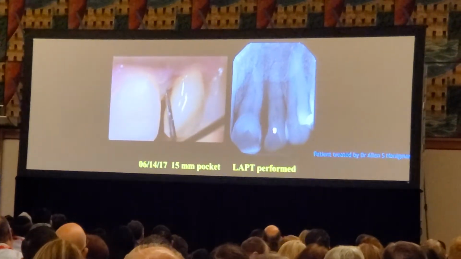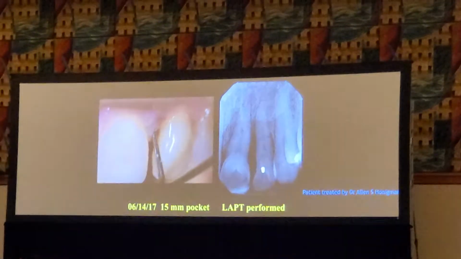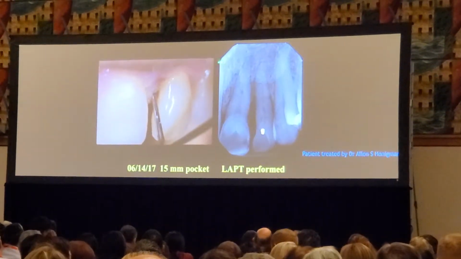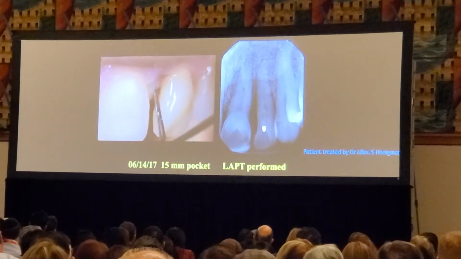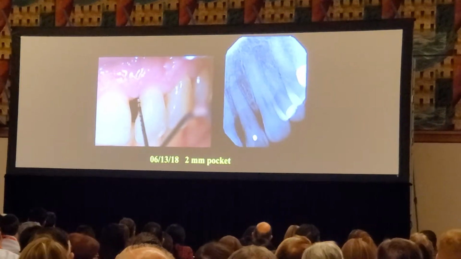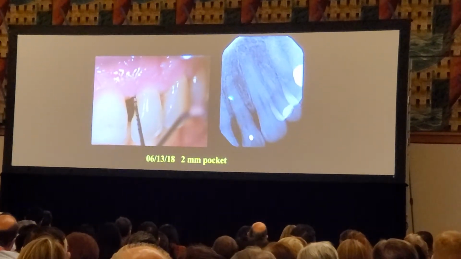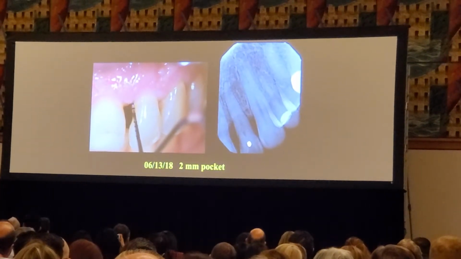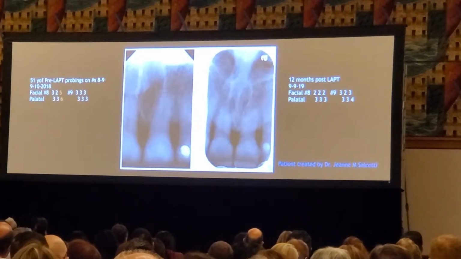Another individual, 15 millimeter pocket on the mesial of number 10. Again, a pretty significant osseous defect between number 9 and 10. Many people would think this is not a treatable situation, but laser-assisted therapy was in fact performed, and here we are down to a 2 millimeter pocket and just absolutely beautiful bone fill. I mean, it's very difficult to think that we get that doing typical regenerative therapy with biologics, but with laser, this is what we very traditionally see.